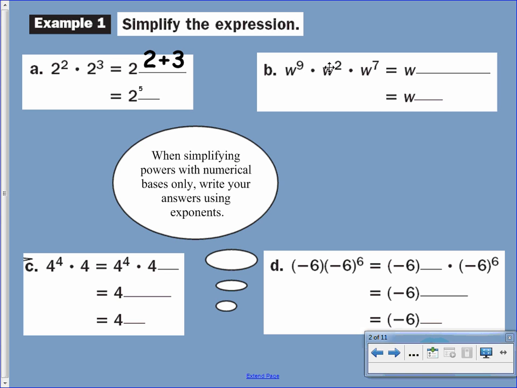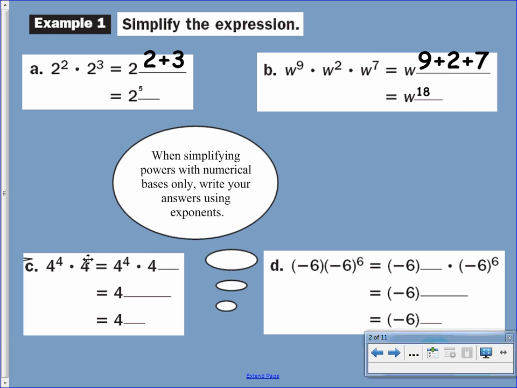Now, if you're multiplying several terms, it's still the same thing. This is 9 W's times 2 more W's times 7 more W's. That is literally 9 plus 2 plus 7 as an exponent, which would give us 18. Small little exponent. So that really is that easy.